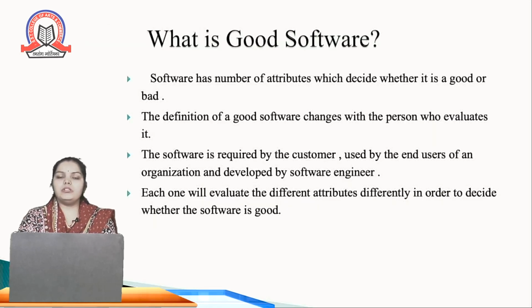What is the quality of good software? A good software has a number of attributes which decide whether it is good or bad. The definition of good software changes with the person who evaluates it. The software is required by the customer, used by the end user for an organization and developed by the software engineer. Each one will evaluate the different attributes differently in order to decide whether the software is good or bad.